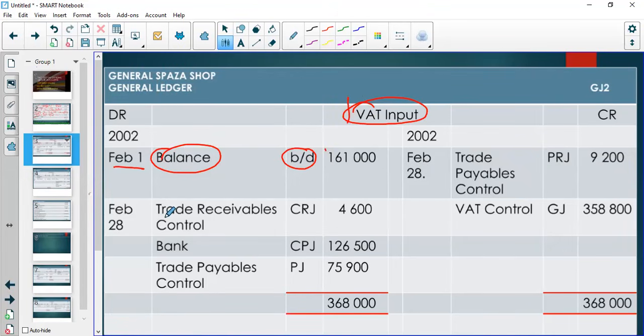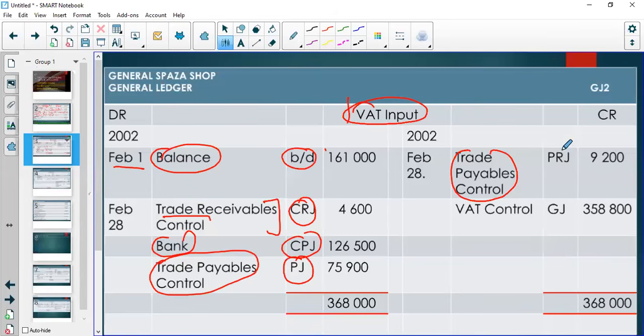Then trade receivables control coming from the cash receipts journal, then bank from the cash payments journal, then trade payables control from the purchases journal. Then on this side, trade payables control and the purchases returns journal. So you need to structure your VAT input like this. It's always going to be like this. So as you prepare to go to your assessment, you can just have your VAT input and you have this balance and you know that it's a brought down.